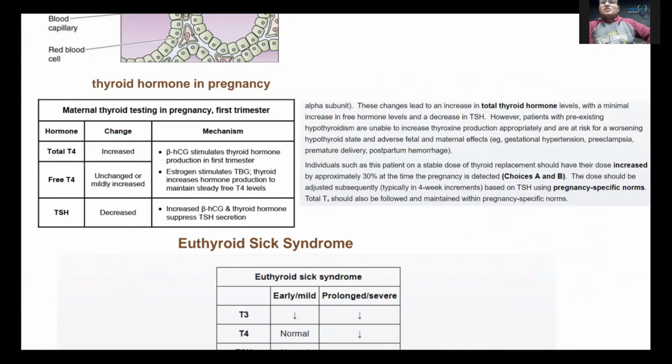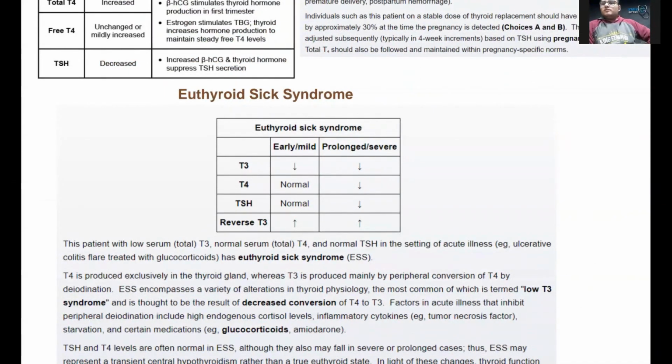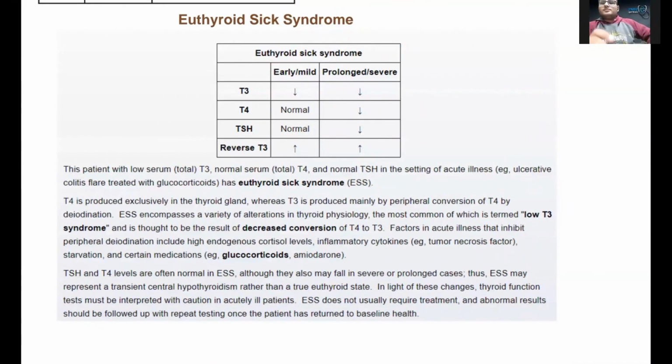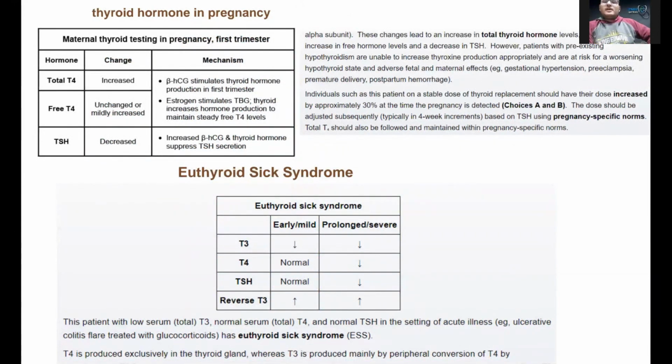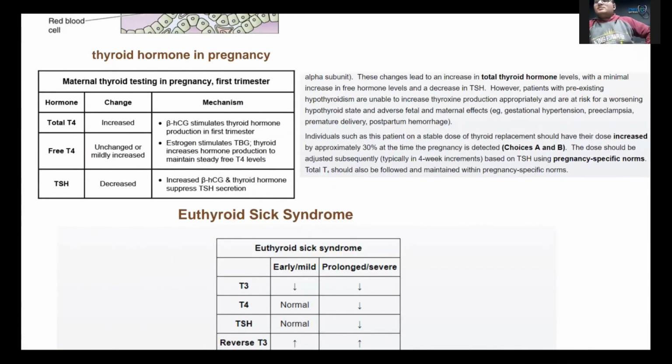Now we will discuss euthyroid sick syndrome. Okay, I repeat here. There are two concepts in pregnancy. First of all, you should know that pregnancy is a hyperestrogenic condition, with increased estrogen. We have discussed that when there is increased estrogen, there is increased thyroxine binding globulin.